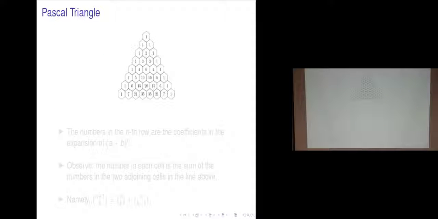Now you have probably seen this in JC or in polytechnic or wherever. This is called Pascal's triangle. This is (a plus b) to the power 0. The second one is (a plus b) to the power 1. This is (a plus b) to the power of 2, and so on. The numbers in the nth row are the coefficients in the expansion of (a plus b) to the n.